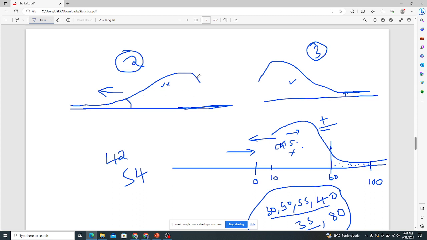Why? Because if we had tails on both sides, this could have moderated or removed those outliers. We have some extreme small values and also extreme high values, and that will take the shape of a normal distribution. But for skewness, this will be a positive skewness, and that is a negative skewness. This will be a positive skewness.